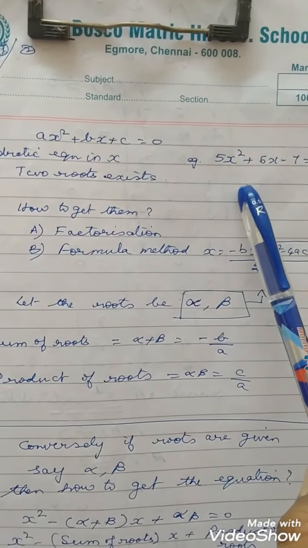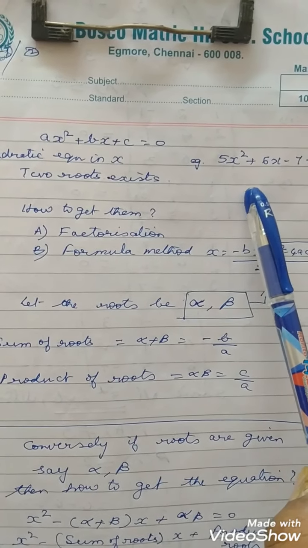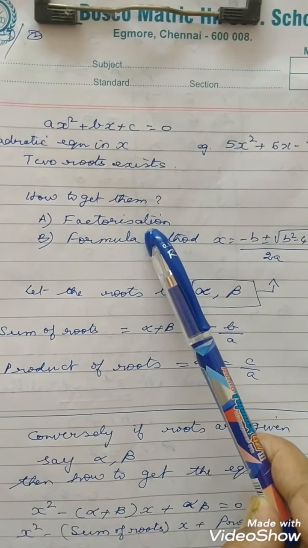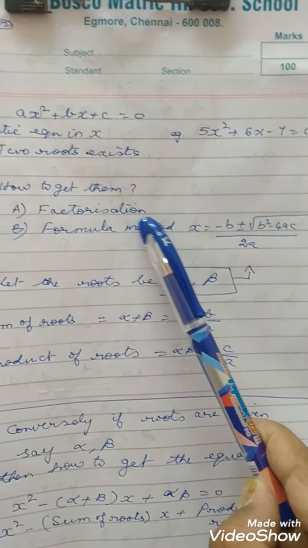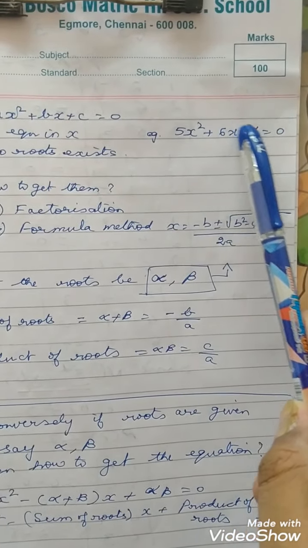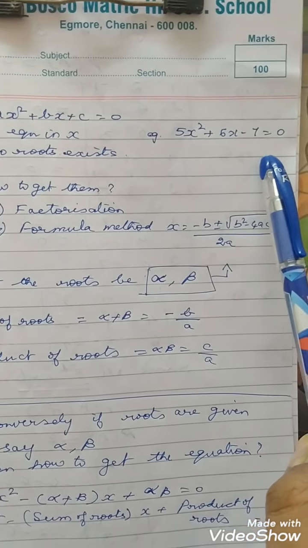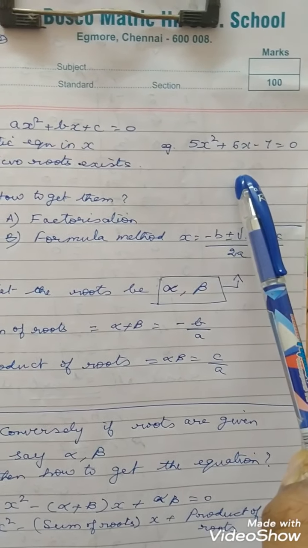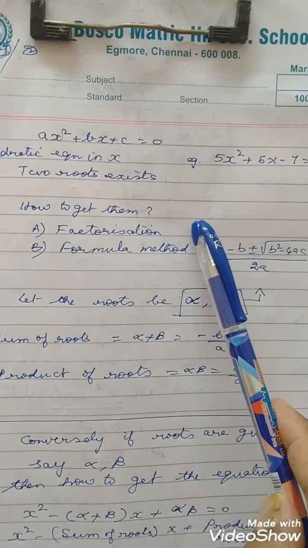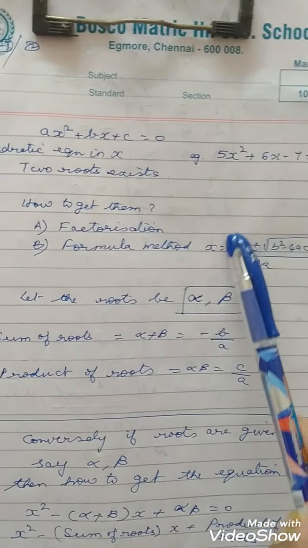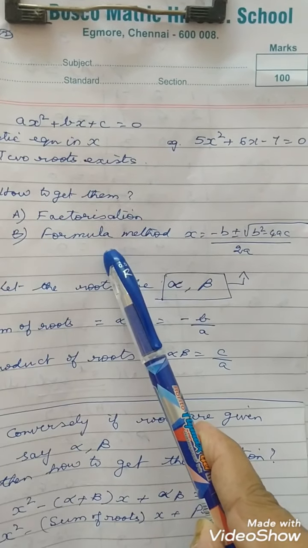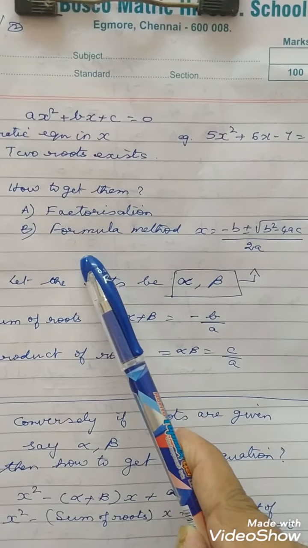To find its roots, there were two methods that we were trying to adopt. One was the factorization method. So you know how to factorize it. You must make sure that you write the middle term as sum of two terms, such that the product of those two terms is equal to the product of the extremes. That's factorization method. Then there is another way of getting the two roots of a quadratic equation, which you call the formula method.